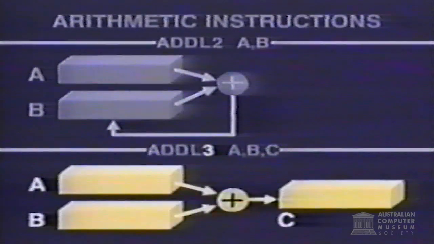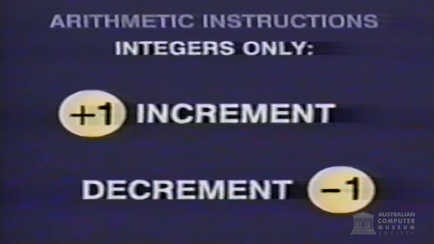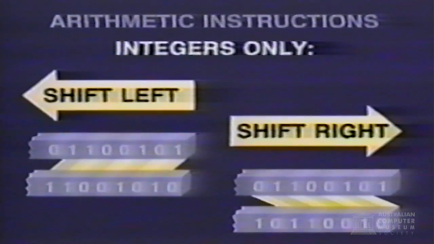A 3 operand instruction uses a third location to store the results of an operation. Here, A is added to B. The sum is then stored in location C. In addition to the 4 basic arithmetic operations, a number of other operations are possible. For example, integers can be incremented or decremented by a value of 1. Also, long-word and quad-word integers can be shifted left or right. Shifting to the left is equivalent to multiplying the integer by a power of 2. Shifting to the right is equivalent to dividing by a power of 2.